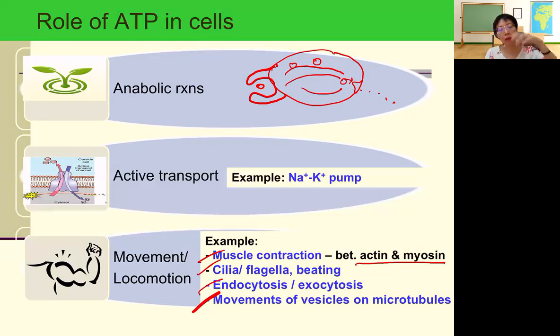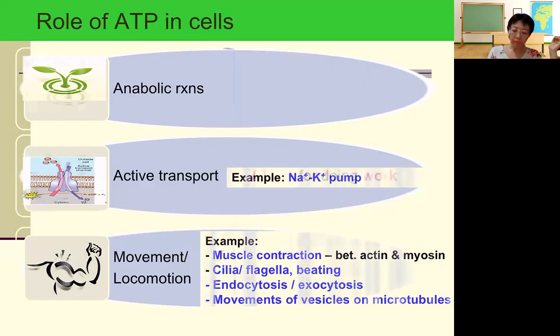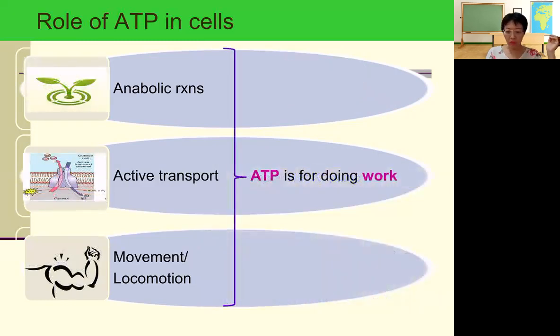Chloroplasts, remember chloroplasts, they can move inside the cell. So the movement of chloroplasts also, they're moving along a track, okay? So the role of ATP in the cells, in short, is for the cell to do their work, such as anabolic reactions, active transport, and movement or locomotion, all right?